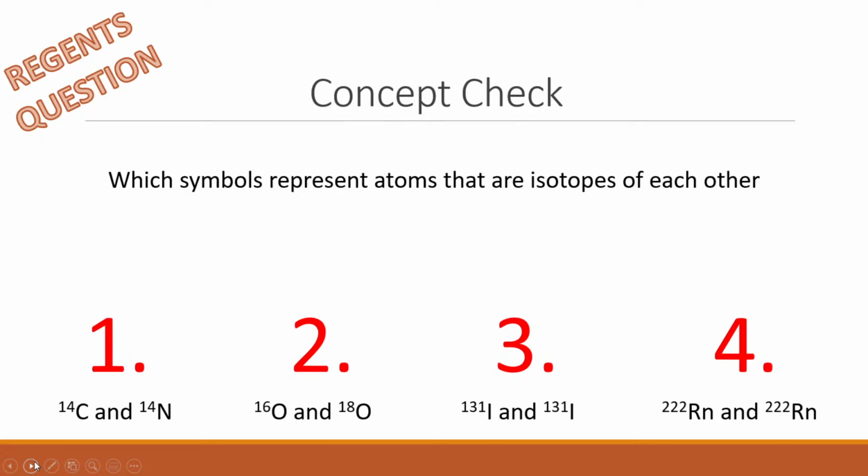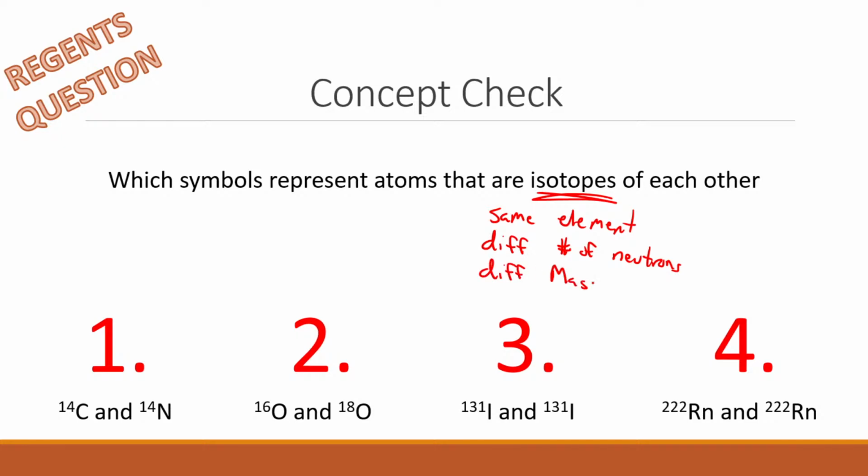Which of these symbols represents atoms that are isotopes of each other? So here, if we're looking for isotopes, we're looking for the same element, but a different number of neutrons. And if we want a different number of neutrons, we're paying attention to the mass number, excuse me. So we need a different mass number.